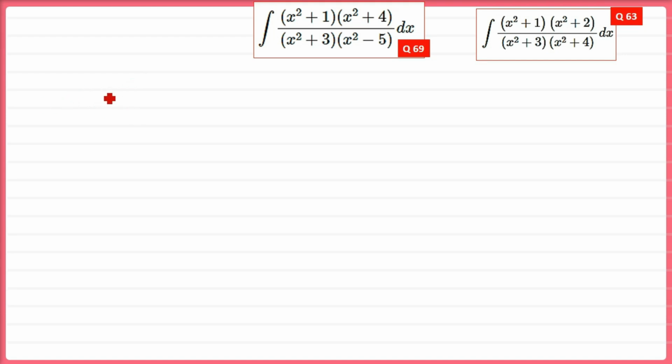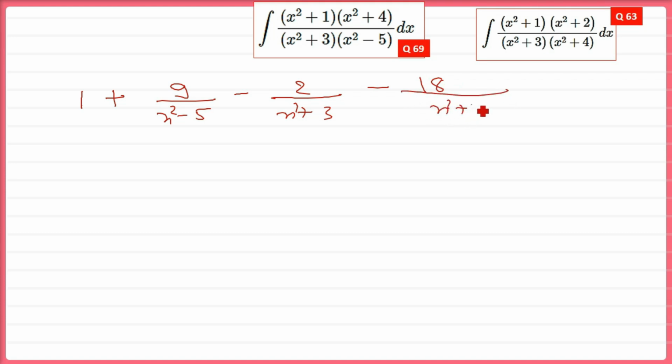So the partial fraction has already been computed, except for the last term, which we will do just now. The first term was 1. The second term was 9 divided by x square minus 5. Then we have minus 2 divided by x square plus 3. And finally 18 divided by x square plus 3 and x square minus 5. Now the first, second and third terms you can integrate easily. The fourth term, we can split into two separate terms, a by x square plus 3 and b by x square minus 5, and that will get combined with the second and third terms.